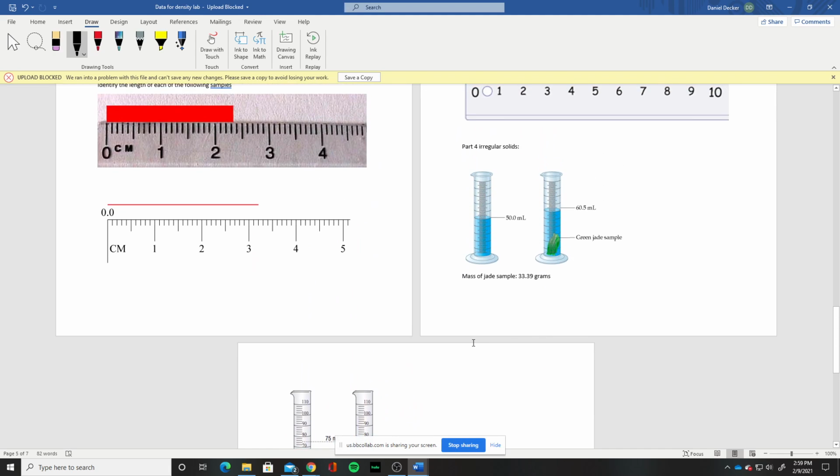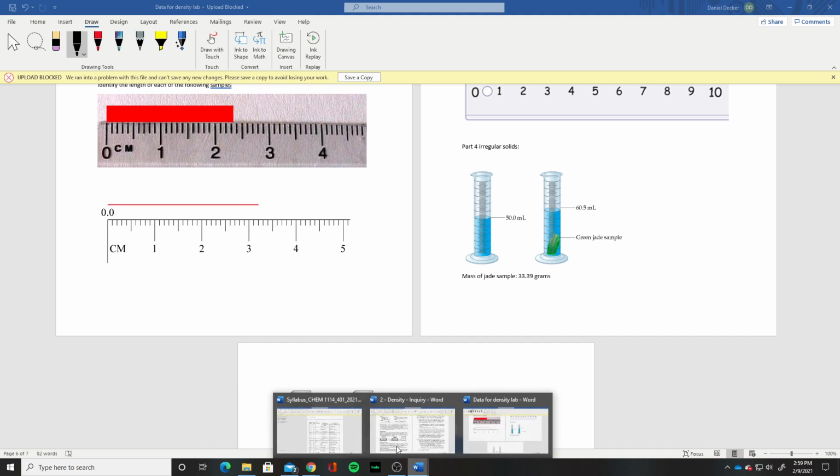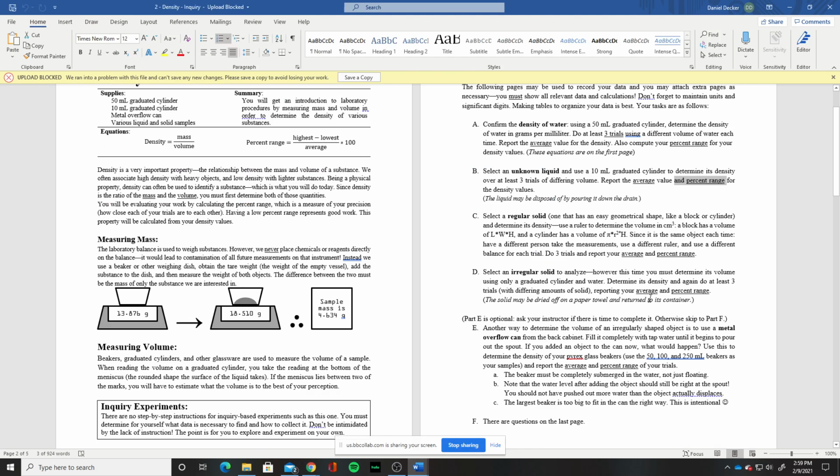So the last part here, part D or part 4, apparently I'm not good at keeping my numbering system straight. That is the irregular solids. When you measure an irregular solid, it's in some ways a lot more difficult than a regular solid, because measuring the volume of the solid can't be done with a ruler or with calipers or anything like that, just because it is irregular. And so instead, usually what is done is the volume is measured through water displacement.